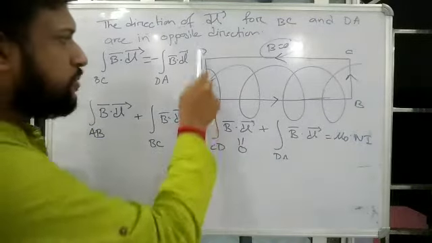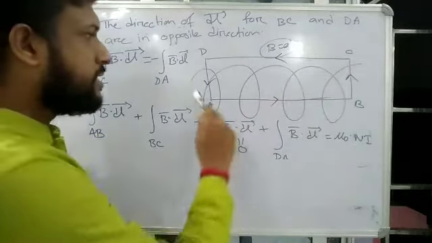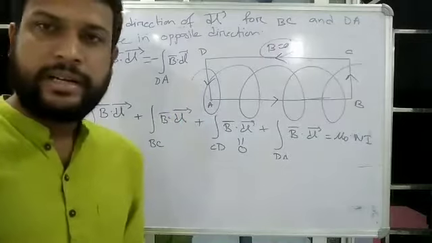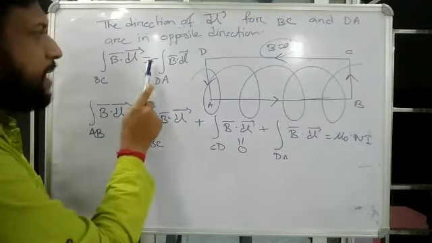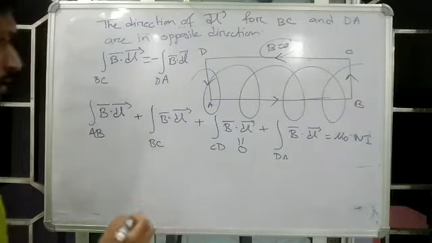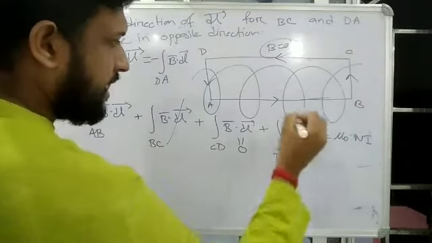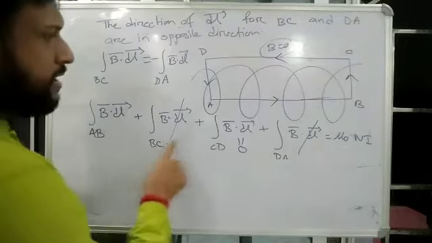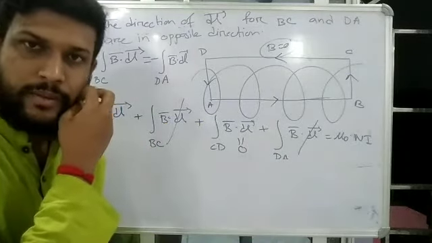So for these two parts BC and DA, magnetic field B is symmetrical, but there is a difference in the direction of dl. Okay, so we can write B dot dl at BC is minus of B dot dl at DA. So this equation gives you what? The BC is minus of DA, so this part and this part will get cancelled, isn't it? So whenever you apply this equation, this part and this part will get cancelled. Understood? We have already mentioned the reason above, right?